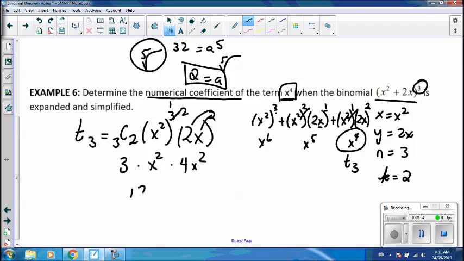So I really get that term 3 is 12x to the power 4. So my coefficient that I'm looking for is 12. Determine the numerical coefficient. It is 12. There you have it.